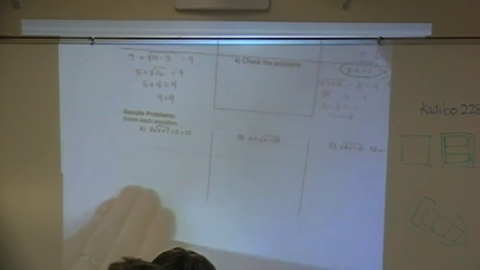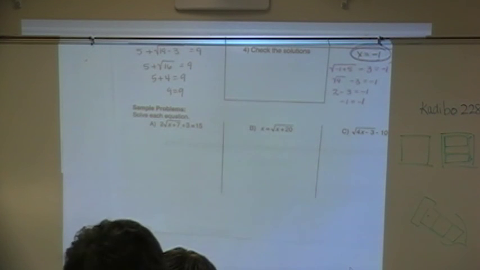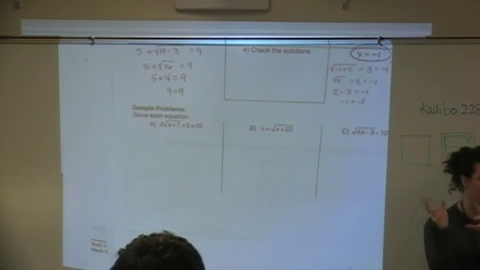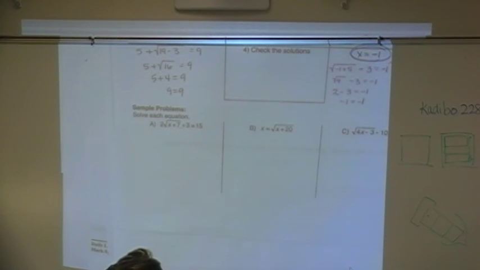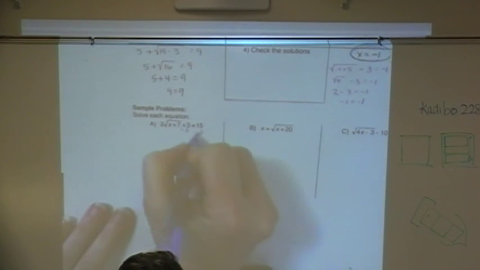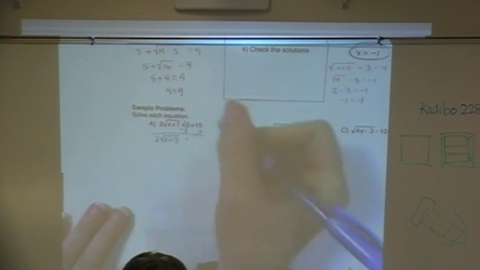Now, on sample problem A, we're isolating the radicals. So anything outside of the house has got to be gotten rid of, if you can get rid of it. In this case we can, so I'm going to get rid of the -3 and the 2. Get rid of the -3 first because that is most loosely attached. A plus is a lot easier to get rid of than a multiplication.